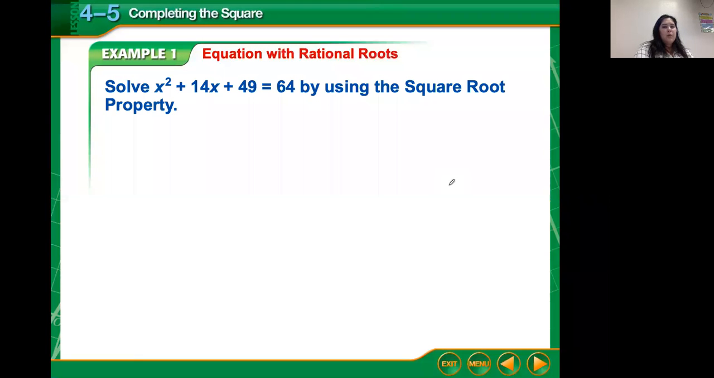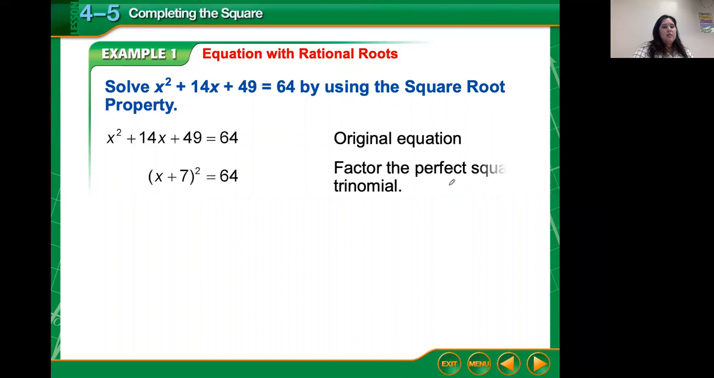All right, so for example 1, here we have solve x squared plus 14x plus 49 equals 64 using the square root property. The first thing we're going to do is rewrite our trinomial as a perfect square, since it is. This factors out to x plus 7, which is also known as x plus 7 squared. Then we're going to use the square root property to get rid of our exponent of 2 and take the square root of both sides.